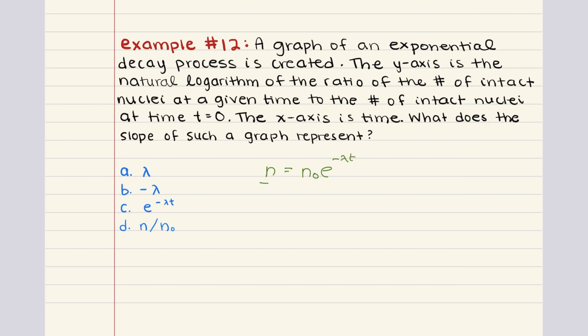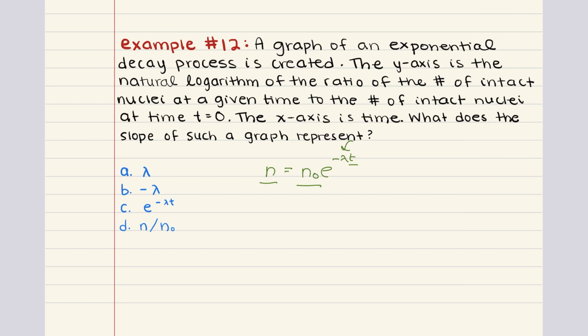N is the number of intact nuclei at time t. N naught is the initial number of nuclei, so the number of nuclei when t equals 0. Lambda is the decay constant, and t is time. So this equation describes how the number of nuclei decreases exponentially over time.